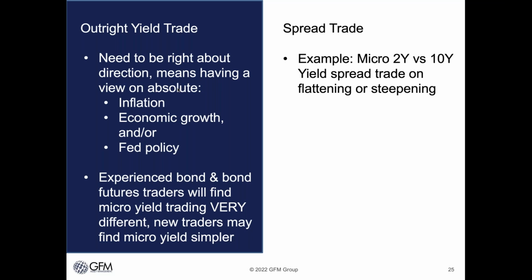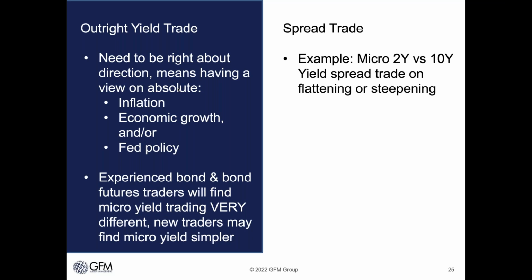You will be matched point for point, and I will show you a table showing you exactly what your P&L will be on that specific trade. So if you think the curve is going to flatten, in other words, the 2-year and the 10-year are going to get closer to each other, you'd buy the 2-year and sell the 10-year. If you think the curve is going to steepen, you would do the exact opposite. It is really that simple.